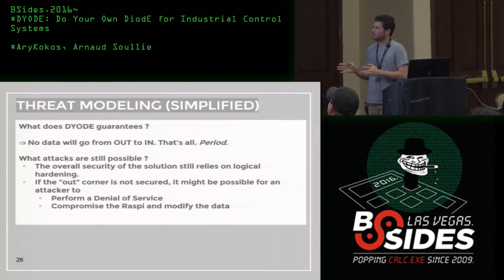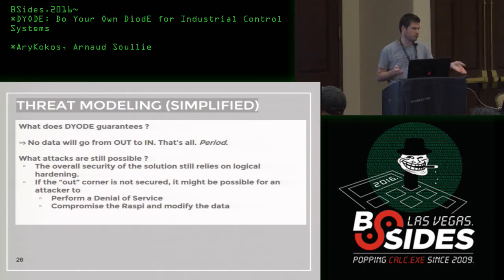Next, still on the same topic, what exactly does the diode guarantee? Only one thing: data is flowing one way. That means that if you want a secure solution, you still need to perform all the kinds of logical security and hardening that you perform on your devices. If the output Raspberry Pi is not secure enough, with default credentials and SSH exposed, you may be hacked. Someone could perform a denial of service or, on the fly, modify the Modbus values. So it's not enough to have one-way communication. You still need to perform standard security.